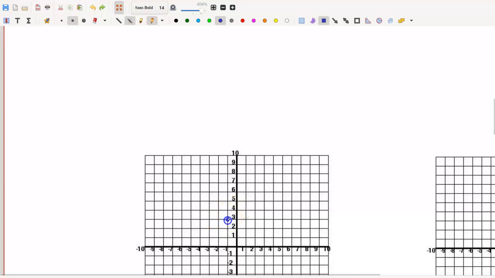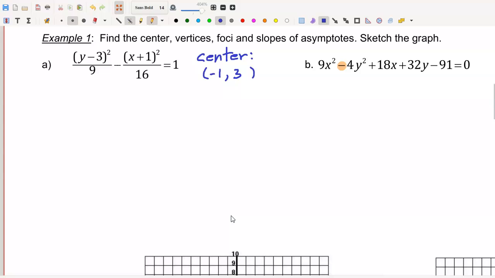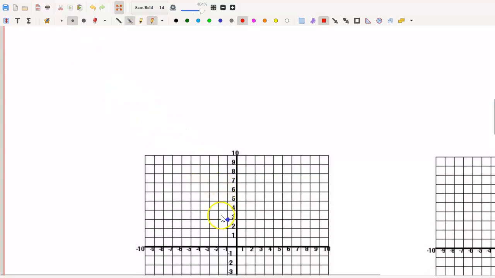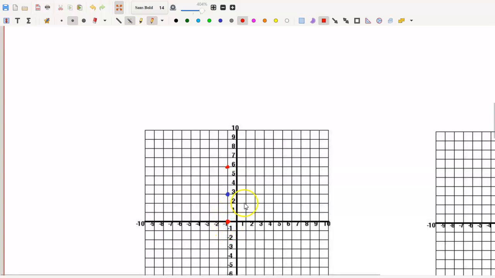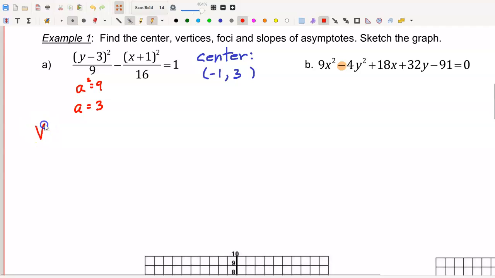That's 1 right there. Okay. And then we can look at the a squared, which is always going to be listed first. So that's a squared. So a is equal to 3. And since it's underneath the y, we're going to go up and down 3 from the center. So up 3 to (-1, 6), down 3 to (-1, 0). And we want to write those out. Those are the vertices, always identified using a. So (-1, 6) and (-1, 0).